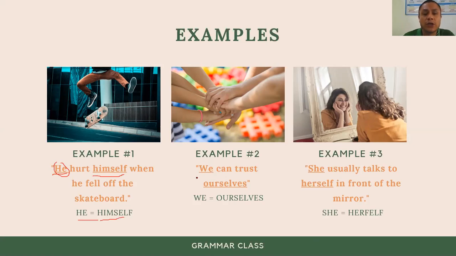Example number 2. We can trust ourselves. We can trust ourselves. And example number 3. She usually talks to herself in front of the mirror. She talks to herself. She received the action. She talked to herself.